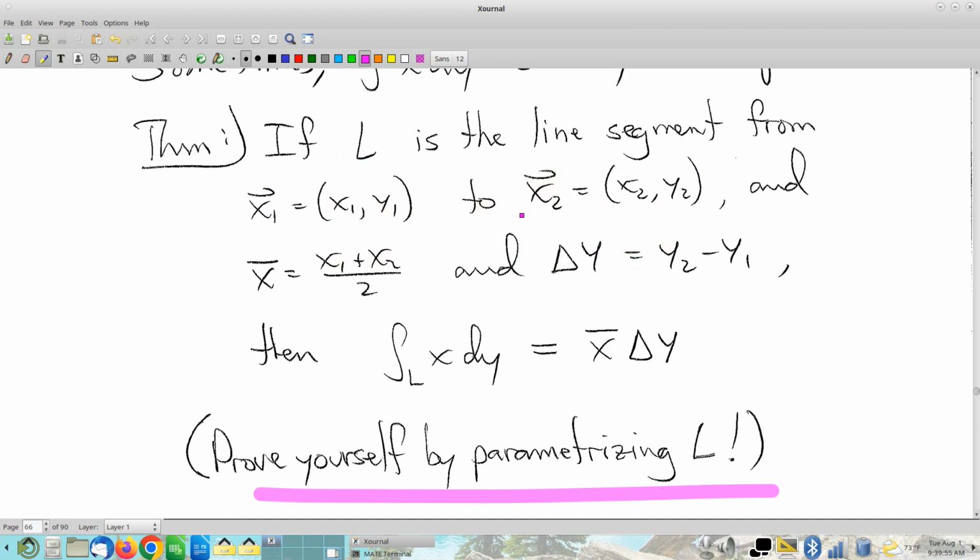But if you just parameterize this line and plug and chug directly, pull back through the parameterization and compute this line integral, you will find, you have to move some algebra around, but you will find that sure enough you get exactly that. Okay, so give that a shot. But here's how we can use it.